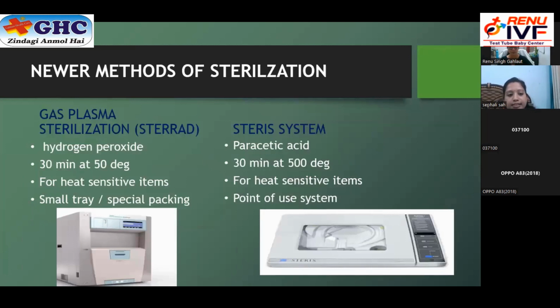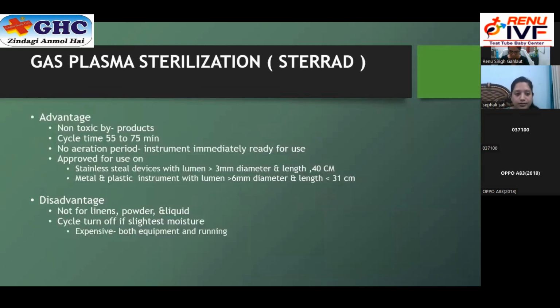A newer method of sterilization is gas plasma sterilization, which is commonly called STERRAD. It uses hydrogen peroxide at 50 degrees Celsius for 30 minutes. All heat sensitive items we use in a simple way. It has a small tray and special packing is done for the instrument, and we keep the instrument in that. Another one is a sterilization system which uses peracetic acid at 50 degrees Celsius for 30 minutes. It is also for heat sensitive items and is a point of use system, so you can use it and then after that you can take the instrument into use.